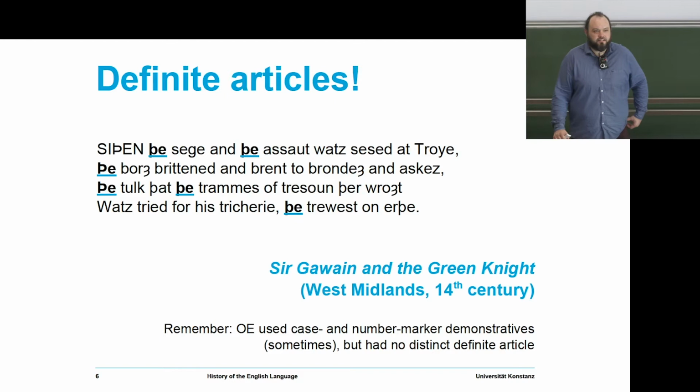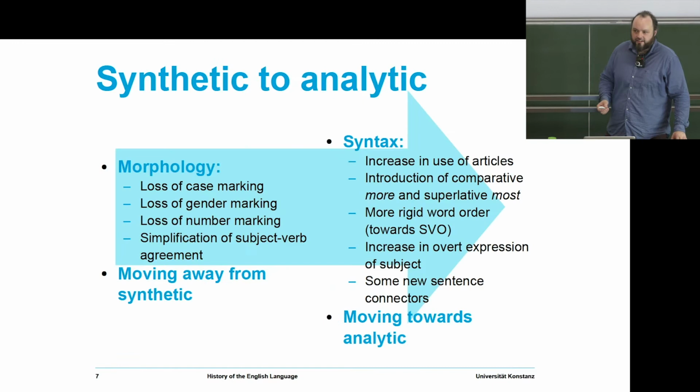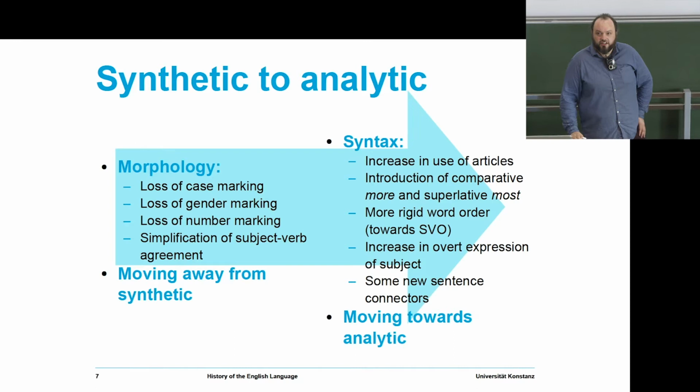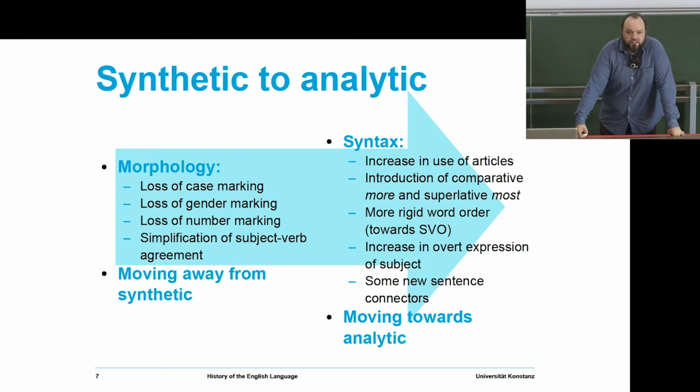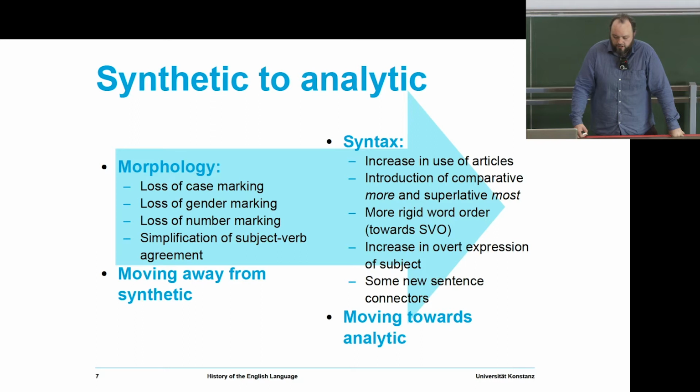Okay, but we're talking about syntax. And here, there's a little overview of the syntactic changes that we see during the Middle English period. As I've said multiple times, what we see during the history of English is a transition from a more synthetic to a more analytic language. And that manifests itself on the morphological level and also on the syntactic level. We've already talked about the morphology. So there's loss of case marking. By the end of the Middle English period, case marking is basically gone, except on the pronouns as we know it today. Gender as a grammatical category is also lost during the Middle English period.